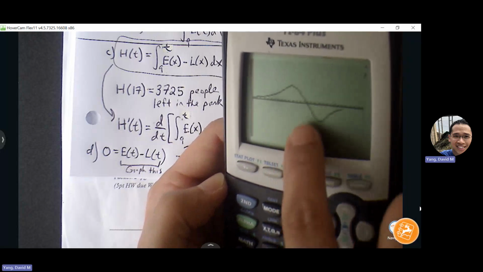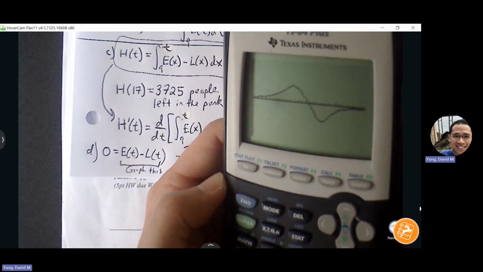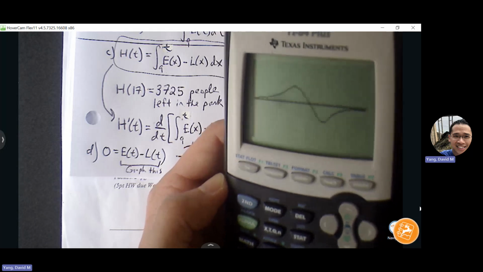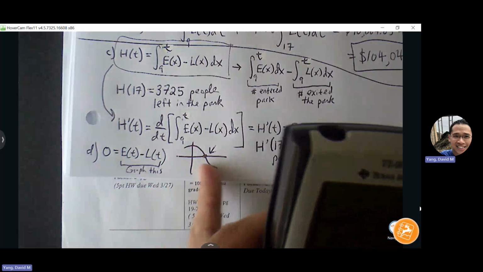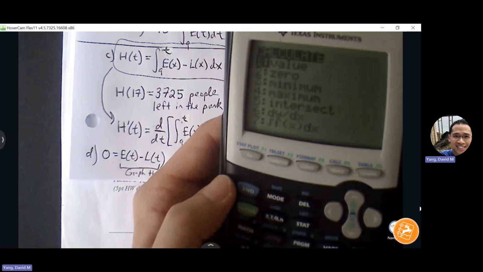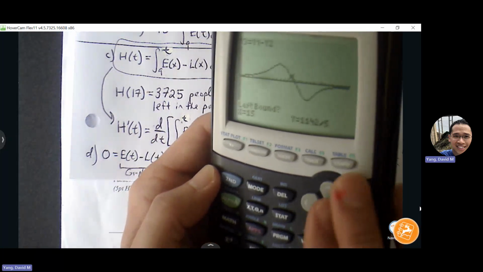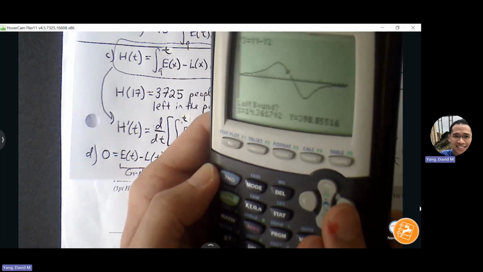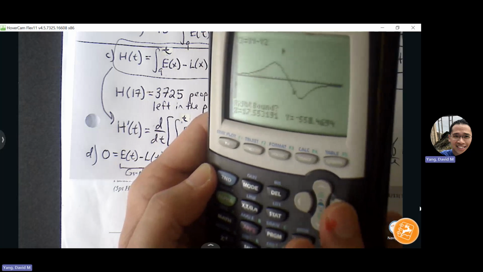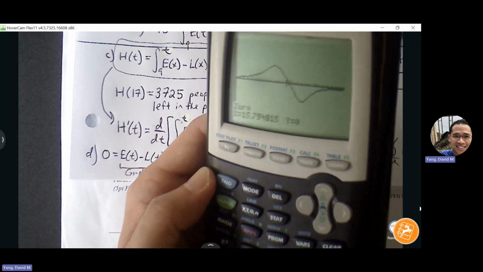So that's good, right? And if I can find that x-intercept, I can figure out the time in which the maximum number of people is going to exist. I have E of t minus L of t. I'm just looking for the x-intercept. That's when my slope is going to be 0. Okay, so if I do alpha trace, intersect, sorry, zero, because I'm looking for an x-intercept. Pick a point to the left of the x-intercept, hit enter. Scroll over to a point on the other side of the x-intercept, hit enter. Hit enter a third time. So 15.79.